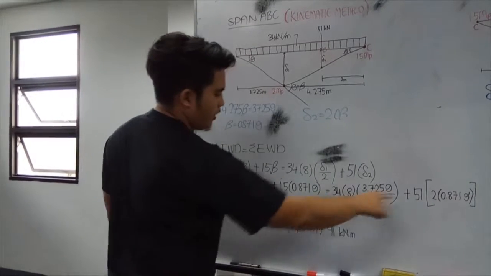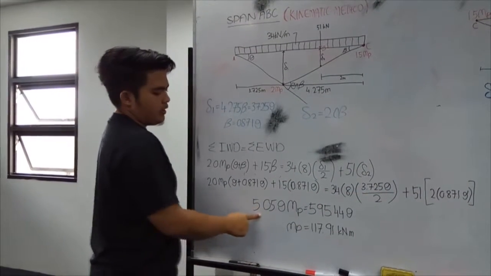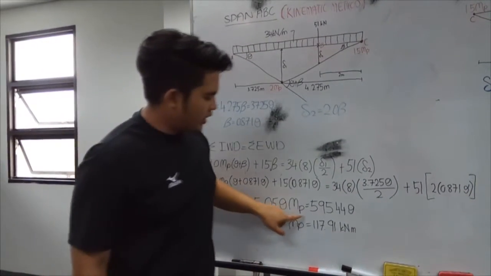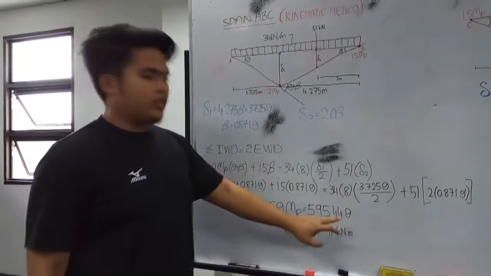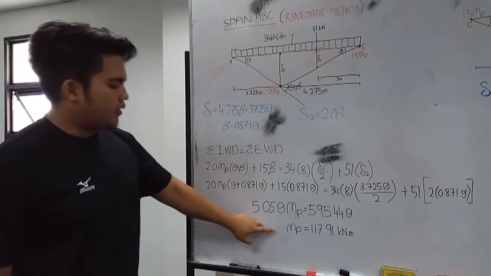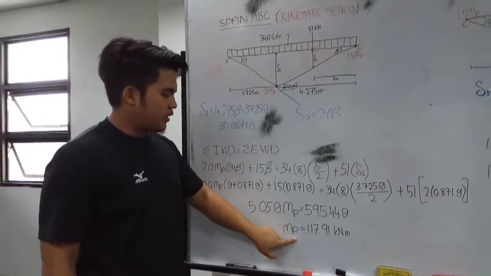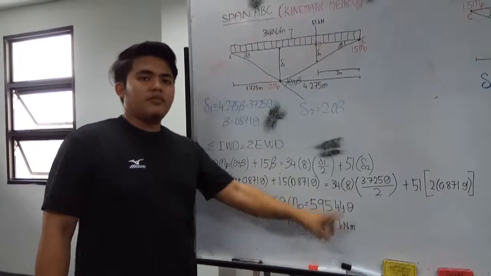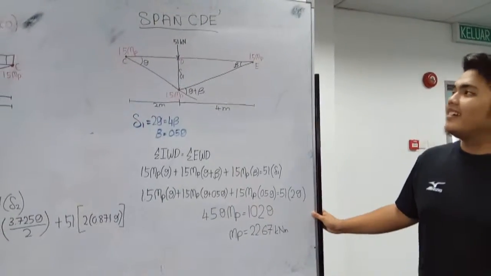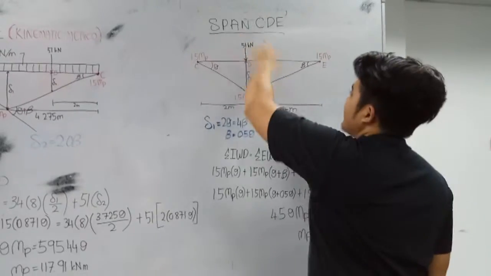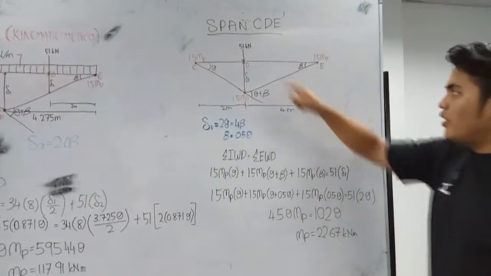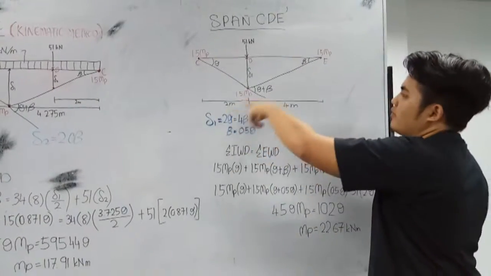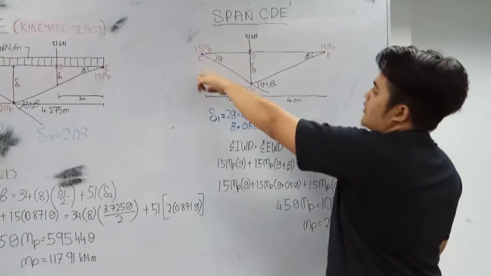So by using the calculator, finally we can get this one, 5.05 theta moment equal to 505.44 theta. And after that, we can get the moment equal to 117.91 kilonewton meter. Next, for span CDE, there is only one load here, and it is a point load. So we can do the drawing like this.